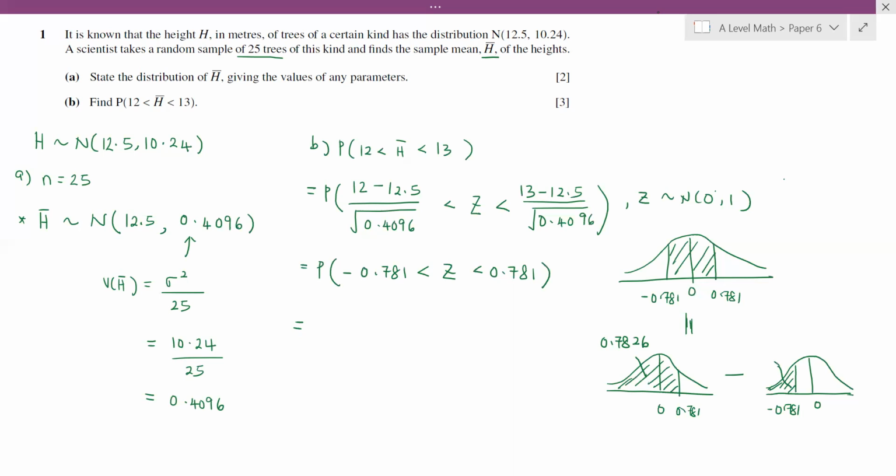If this is 0.7826, from symmetry we know that this and that unshaded region are exactly the same. This area is 1 minus 0.7826. So to find the required probability, we have 0.7826 minus this small area here. So we subtract 1 minus 0.7826, and we get 0.5652. That is 0.565 to 3 significant figures.